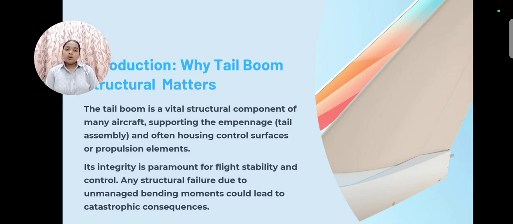So, introduction. Why does tail boom structure matter? The tail boom is a vital structural component of many aircraft, supporting the empennage. It is nothing but the tail assembly, often housing control surfaces or propulsion elements. Its integrity is paramount for flight stability and control, and any structural failures are due to unmanaged bending moments.